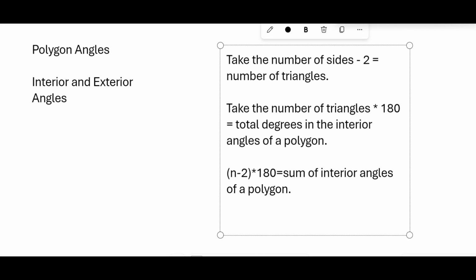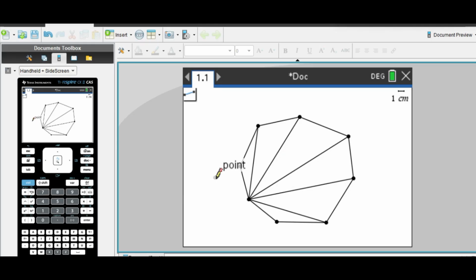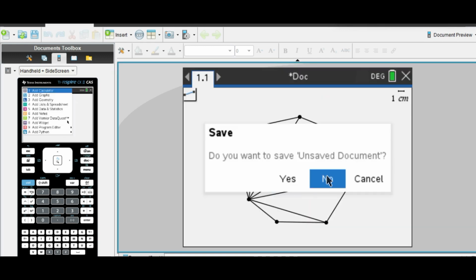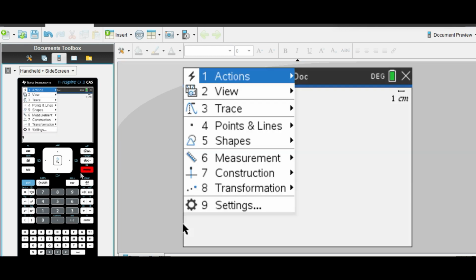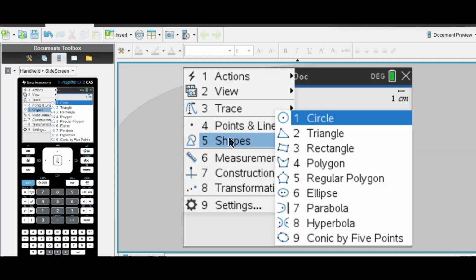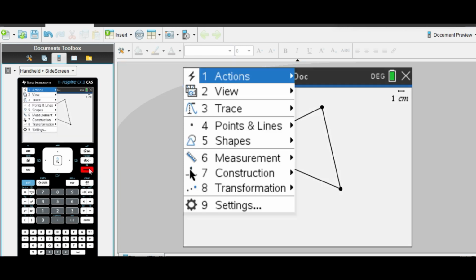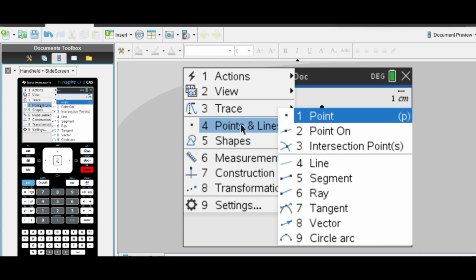Okay. All right. Now we're going to check out the exterior angles real quick. I'm going to just get a new document going here, and I'll make it a geometry page again, so I can get to these tools a little quicker. I want to make a polygon. I'm going to start with a triangle, really simple. Now I'm going to show you what the exterior angles look like so that you can see them, because they are kind of interesting.